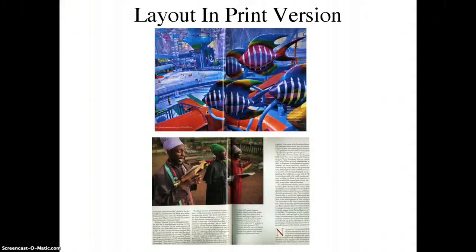Moving on to the layout, you can see in the print version, these are the two examples of pretty much what the print version looks like throughout. We either have full page images, like you saw earlier with the tigers, and then we have the white text on top of it, or we'll have something like this where we have some asymmetrical balance with the image spilling over onto a second page.